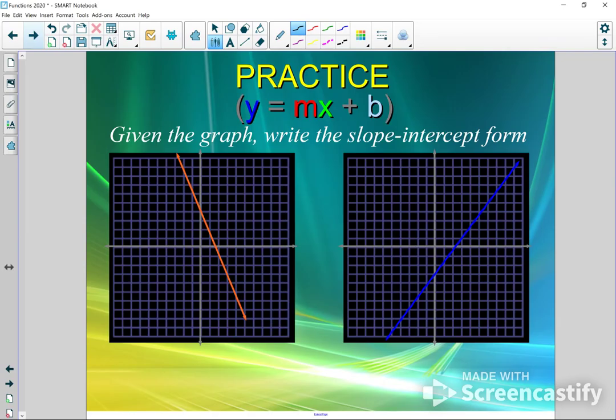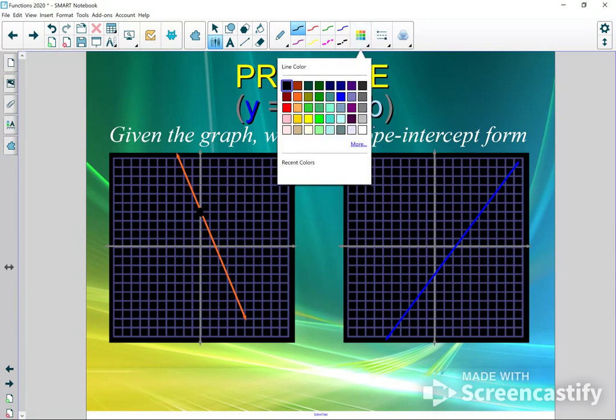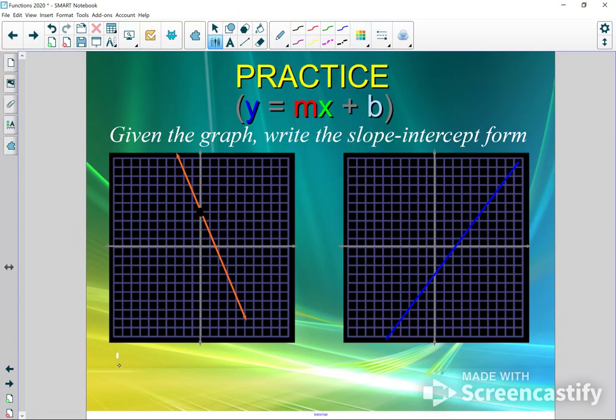Okay, so it said start with the y-intercept. It's right there. That's 1, 2, 3, 4. So we got to go 4 up. I'm going to change the color of my pen so we can read this. So b equals 4. Now I got to find the next point. So I'm going to just kind of start at my y-intercept and trace on my graph until I go through a perfect intersection. There's a perfect intersection all the way down there.